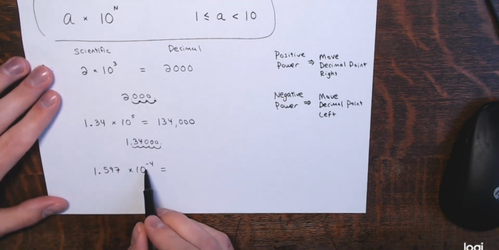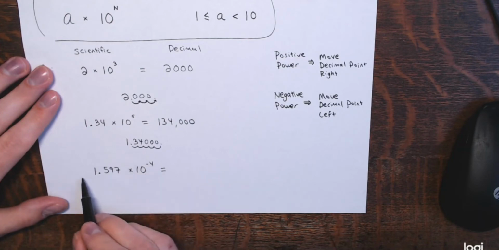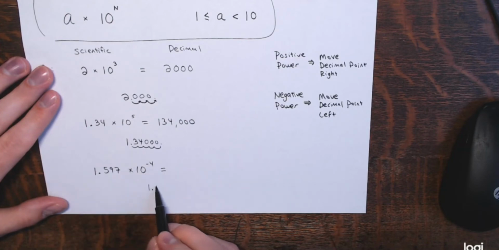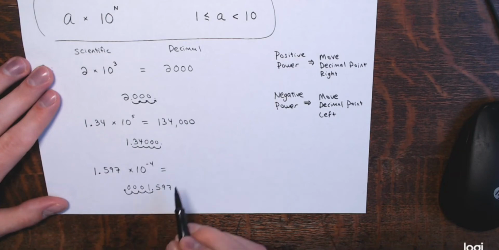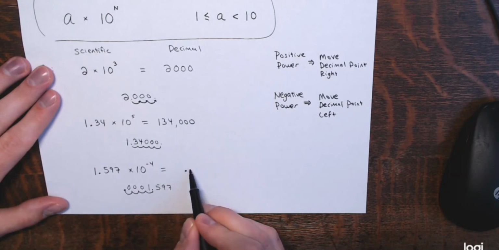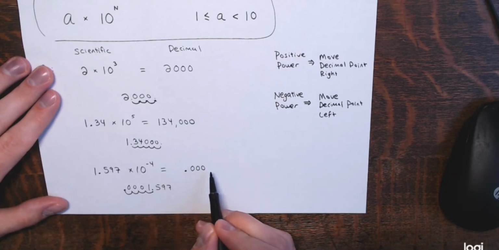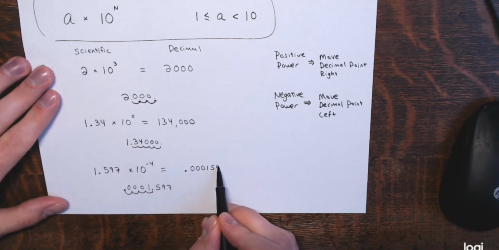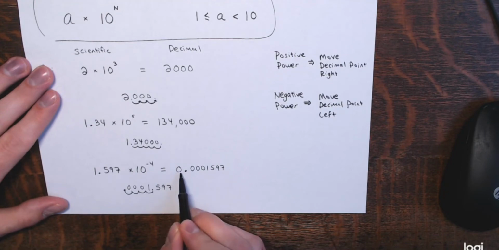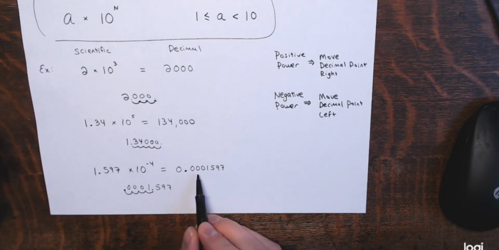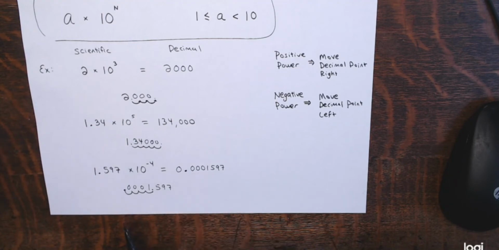So I take this 10 to the negative 4, which means move the decimal point to the left 4 places. So from here, 1.597, 1, 2, 3, 4, there's the decimal point now, and then all the empty spaces get filled with zeros. So this is 0.0001597. And then, of course, usually you want a whole number before the decimal, so if there's nothing there, just throw in a 0. There's 0.0001597. And that's the equivalent decimal form.